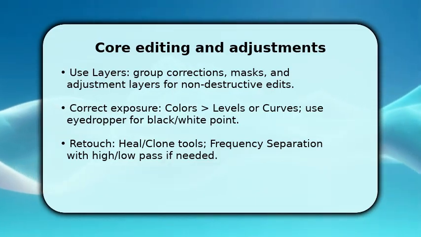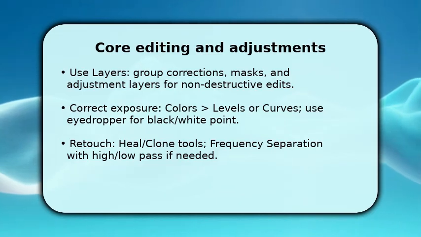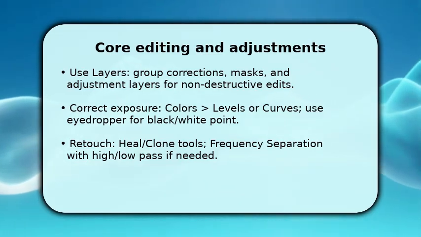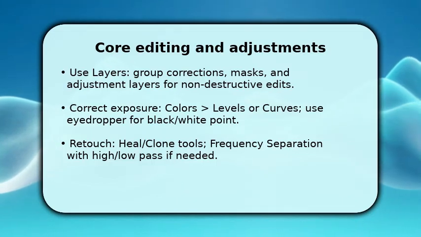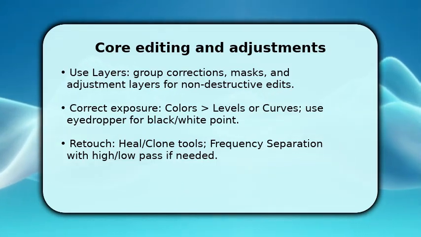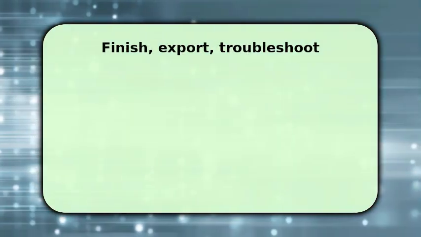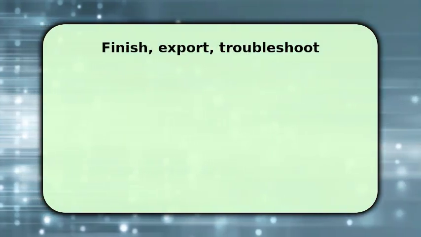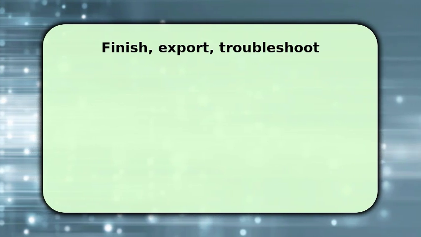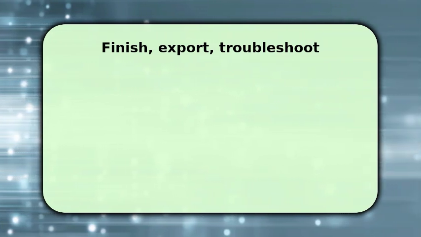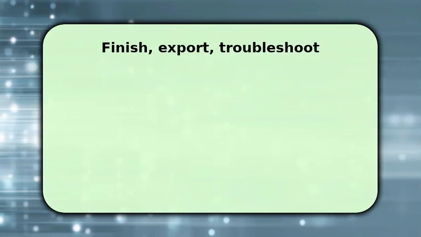For blemishes, alternate heal and clone tools. For texture versus tone separation, create a high/low pass workflow. Finish by refining detail and preparing the file for output. Apply selective sharpening on a duplicate layer and tune opacity so edges pop without artifacts. Then check color profile and export with appropriate format and quality settings.